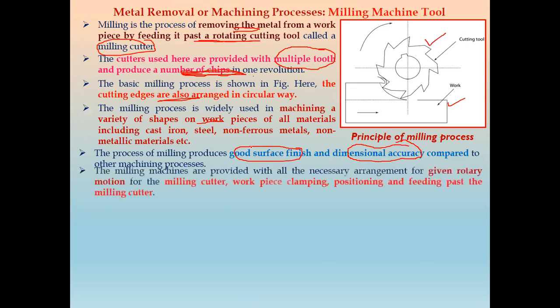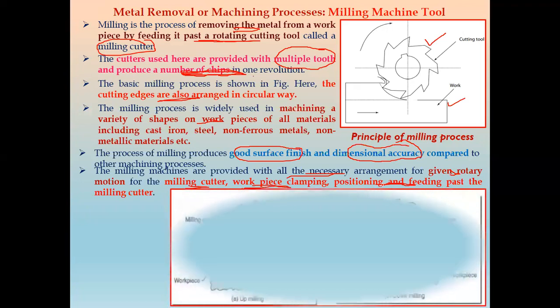The milling machines are provided with all the necessary arrangements for giving a rotary motion to the milling cutter, for workpiece clamping, or we can say positioning, and for feeding the workpiece past the milling cutter. All these arrangements are available in a milling machine.